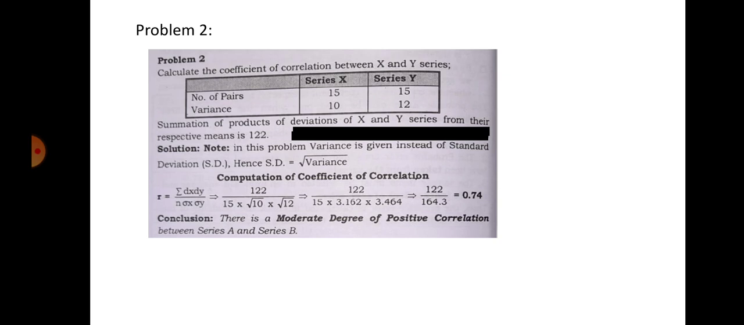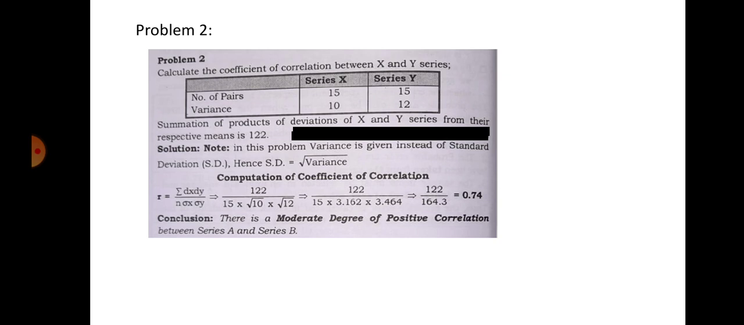Now problem 2. Data is given; calculate the coefficient of correlation between x and y. Two series of x and y are given. The number of pairs of values is 15.